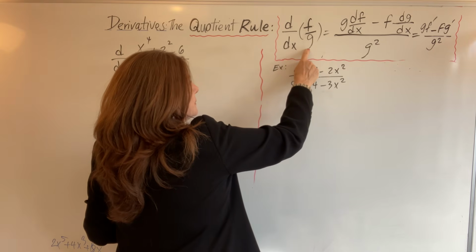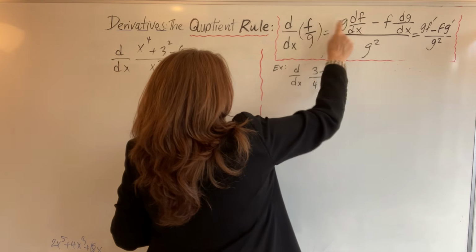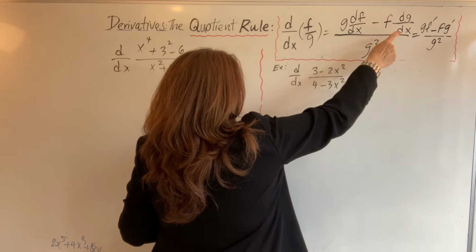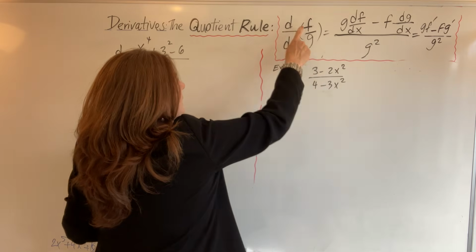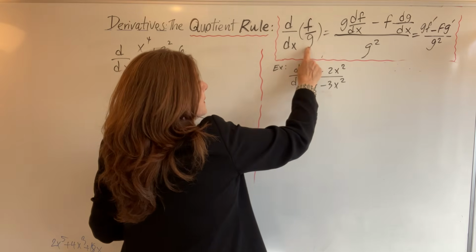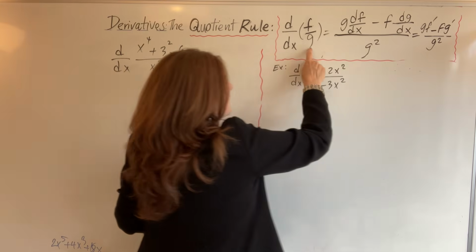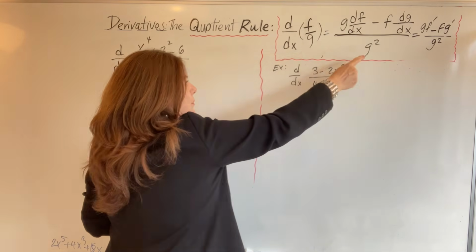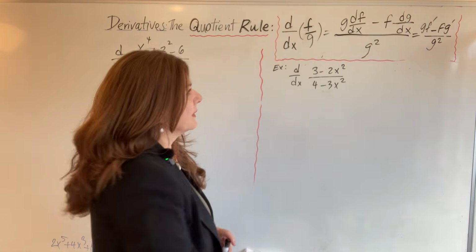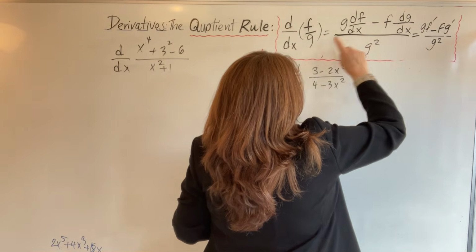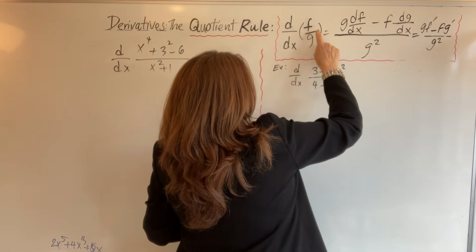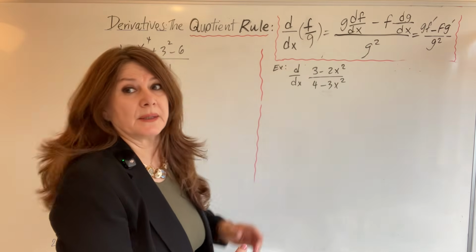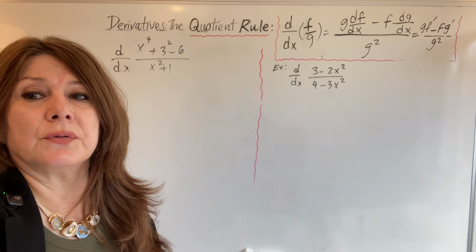the function in the denominator times the derivative of the top, minus (important, and the order here is important too) f times the derivative of the bottom, and everything over the function in the denominator squared. Very simple. We can say g times f prime minus f times g prime over g squared. I have two examples of this.